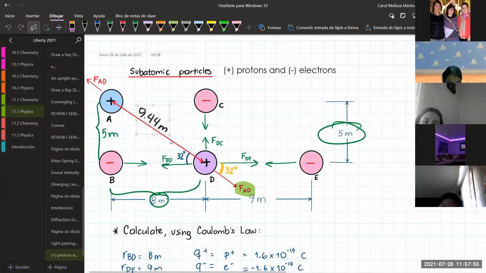Do you understand how I got the 9.44? Do you understand how I got the angle? Do you understand why the angle is transmitted here? I don't remember the name of the rule that we follow in geometry. I just know that.